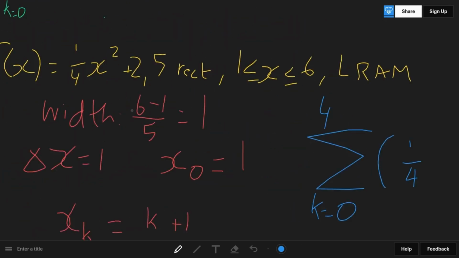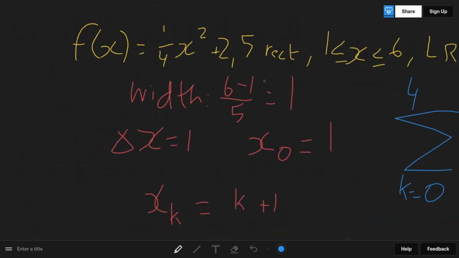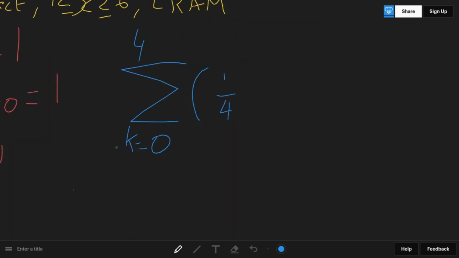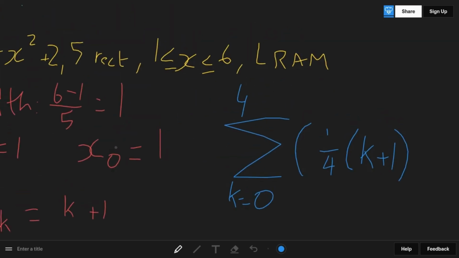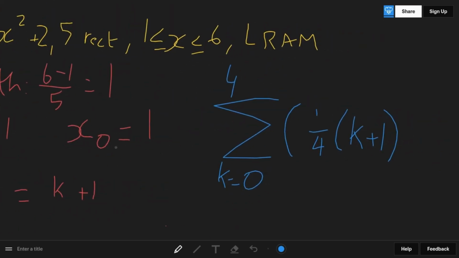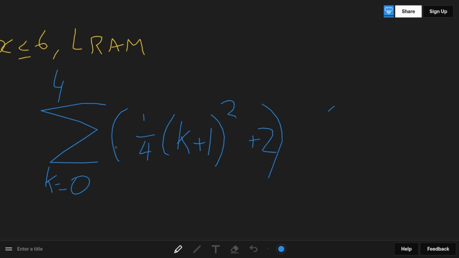So since the original equation is 1/4 x squared, my equation for x of k is k plus 1. I'm going to plug in k plus 1, and the rest of it is going to be the same. So you have squared plus 2, and then multiplied by my width, which happens to be 1. So I don't really have to do that.